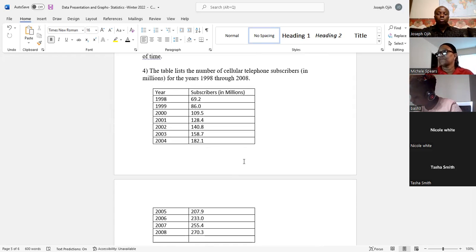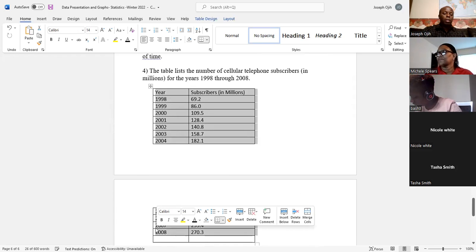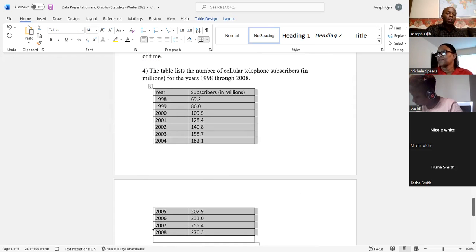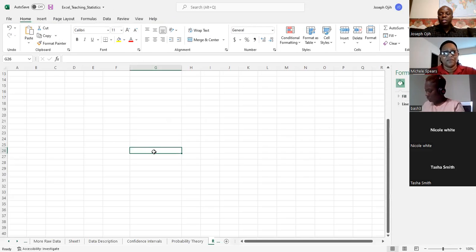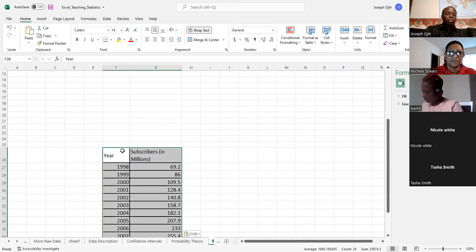Now, to do that, all we need is to copy this. Control C, copy this, go to Excel, and then paste it. You say what's the name of this chart again? You mean the graph? Time series graph, yes.